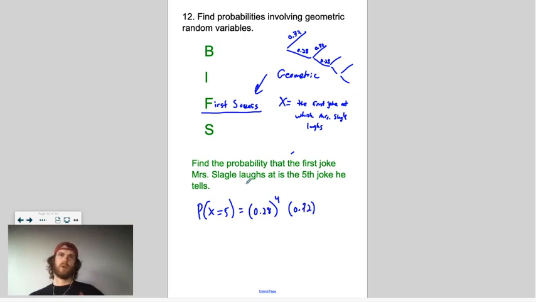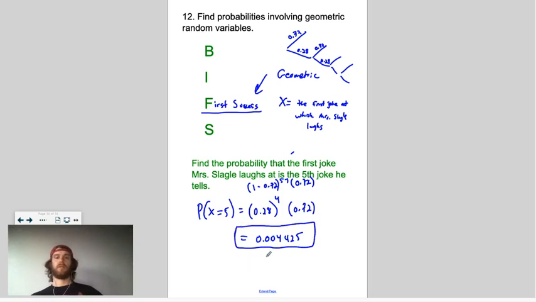And if you have to show your work there, you might say, with parameter p equal to 0.72, that's 1 minus 0.72 to the 5 minus 1 times 0.72. And you get 0.00445. So the probability that the first joke she laughs at is my 5th joke, there's only a 0.4% chance. She's probably going to laugh at something earlier, basically.